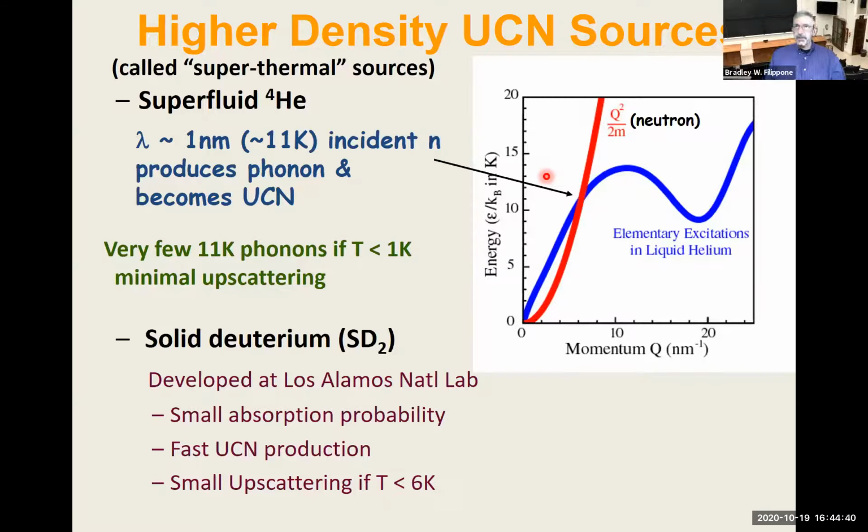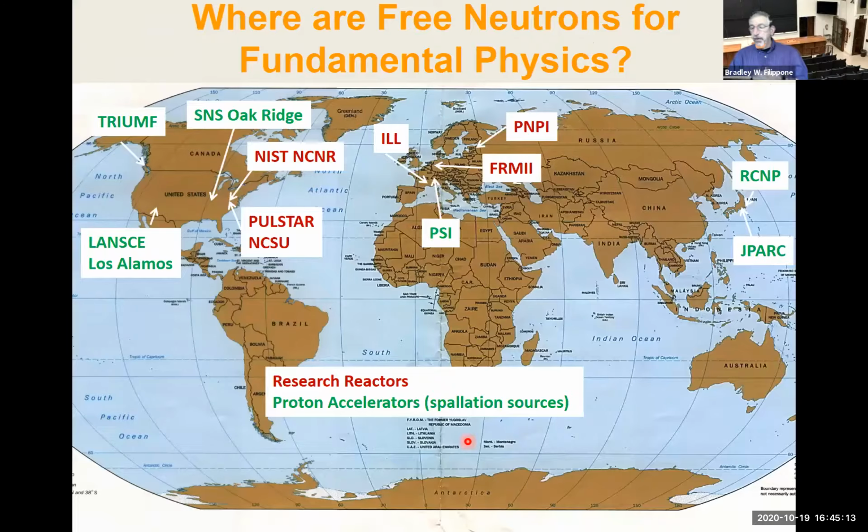We use solid deuterium. The solid deuterium actually also has many dispersion relations where phonons can be scattered by neutrons, and this allows us to produce ultra cold neutrons fairly quickly. This superfluid helium process takes some time for the neutrons to build up, and if you keep the temperature in the deuterium case below 4 or 5 Kelvin, there's a small chance of the neutrons getting, we call it upscattering, which means they're too fast to be trapped anymore. And so this technology has in some cases been in use for 60 or 70 years.